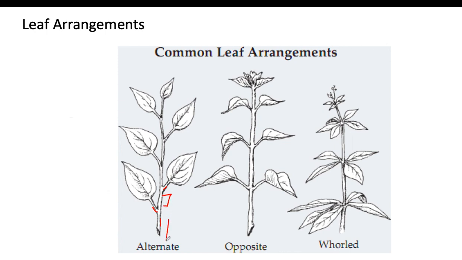Those are alternate. If you have a stem with two leaves coming off at the same place across from each other, that's called opposite. And if you have multiple leaves coming along kind of like a circle around it, those are called whorled. All right, so these are the three things you're looking for, trying to figure out if your tree has alternate, opposite, or whorled leaves.